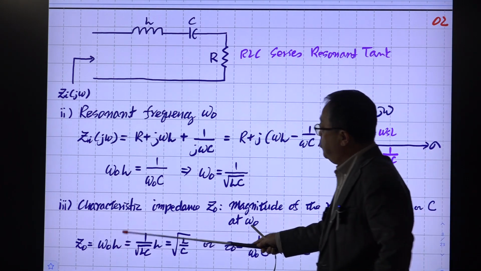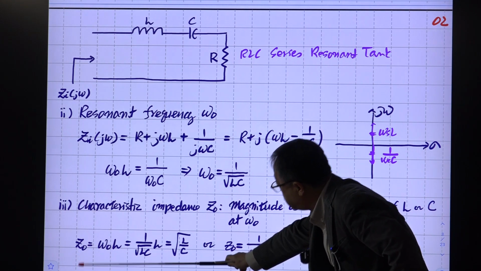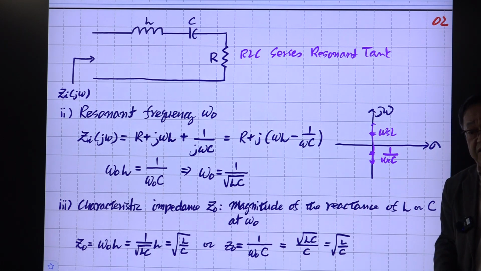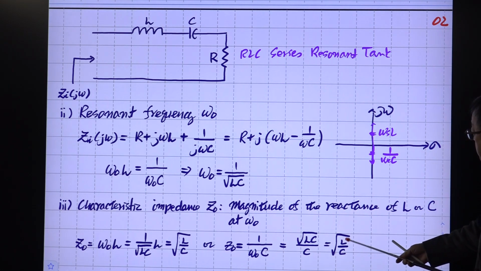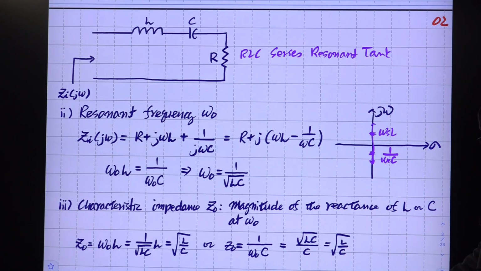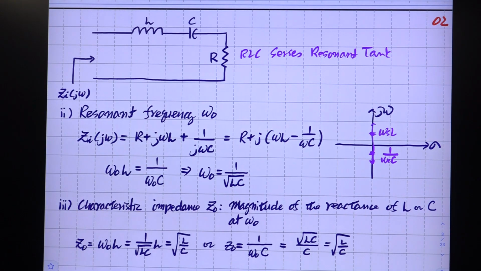When you consider the inductor, the characteristic impedance is this. If you consider the capacitor, you have the same expression. The dimension of this is impedance: L is impedance, and 1 over C is impedance. We have impedance squared, but with the square root in front, the dimension is impedance. That is why they call it characteristic impedance. It is simply the reactance of L and C at the resonant frequency, which cancel each other.